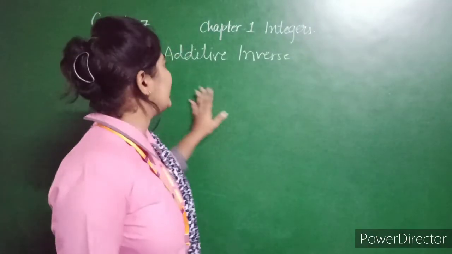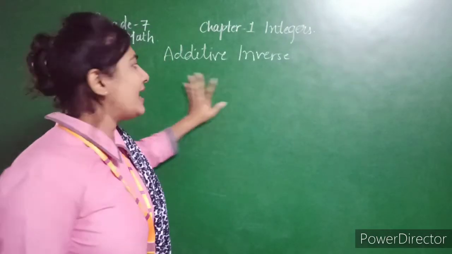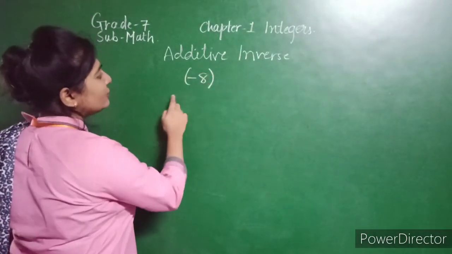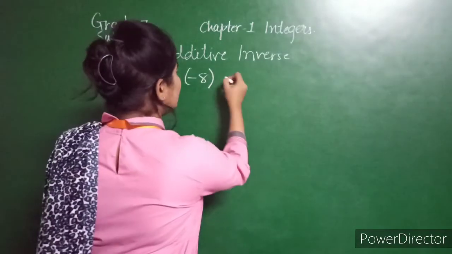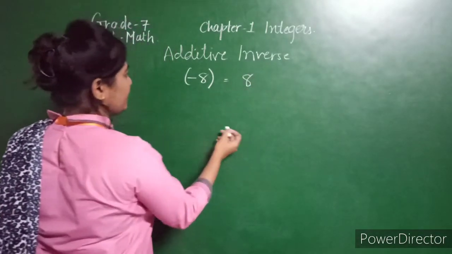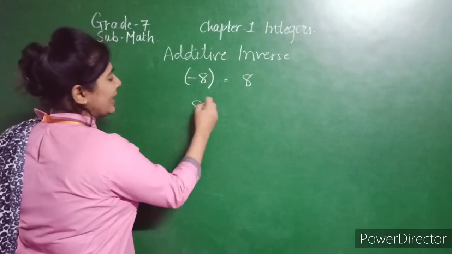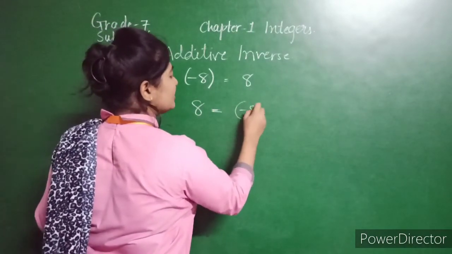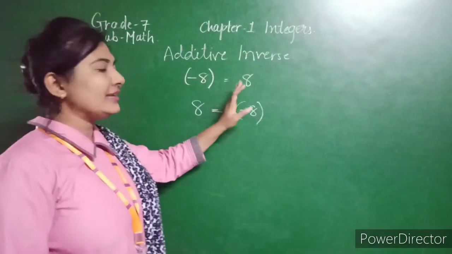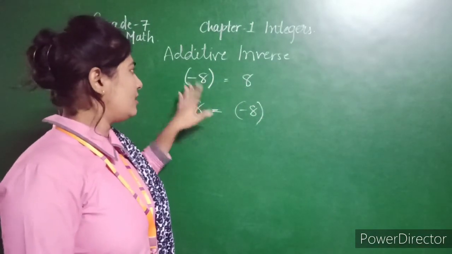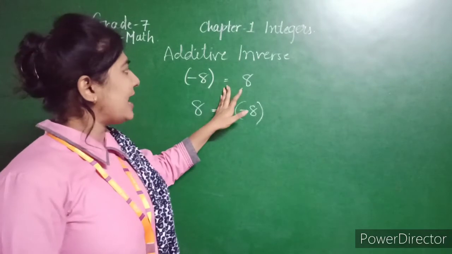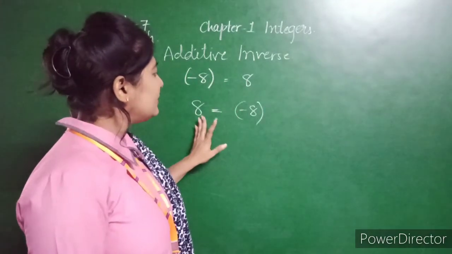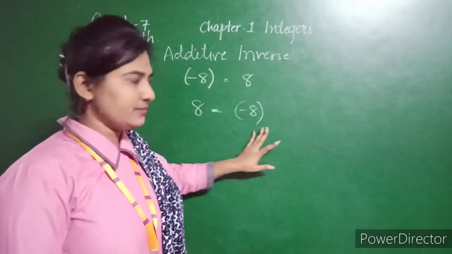Now the next topic is additive inverse. Suppose we are taking -8. The additive inverse of -8 is 8. Suppose we are taking 8. The additive inverse of 8 is -8. It means you have to write the opposite of the number.